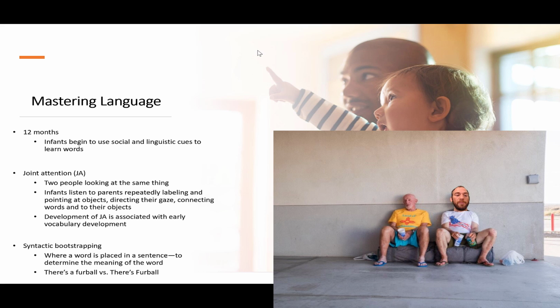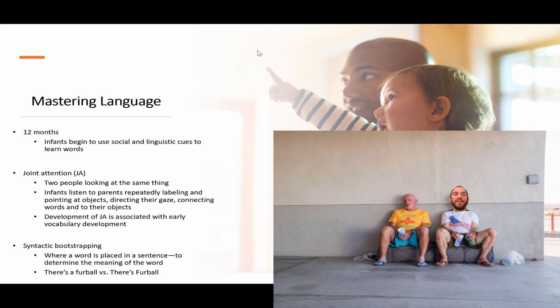Syntactic bootstrapping is where a word is placed in a sentence to determine the meaning of the word. There's a furball versus there's furball. So this gets back to that dynamics approach that we talked about earlier. In this example, parents use joint attention, wherein they point to a particular object to make the child pay attention to that object, directing their gaze, and then say the word associated with it. That is a book, that is a cat, whatever.